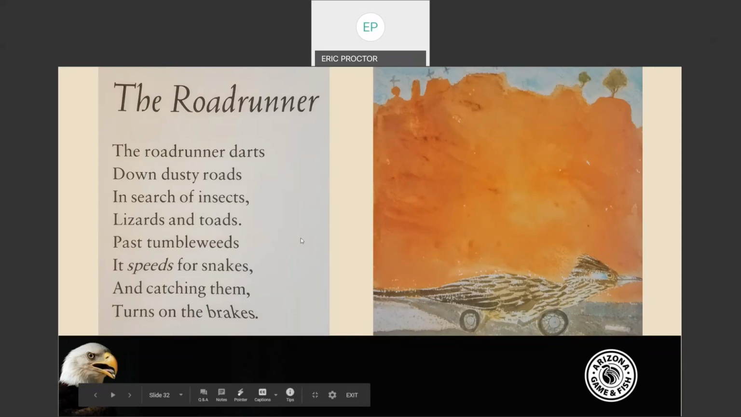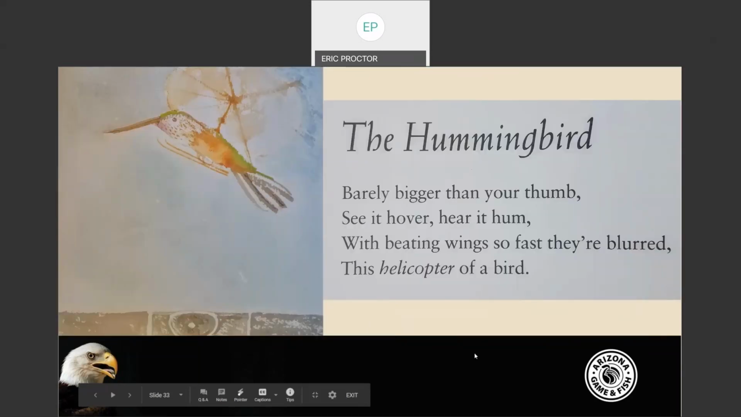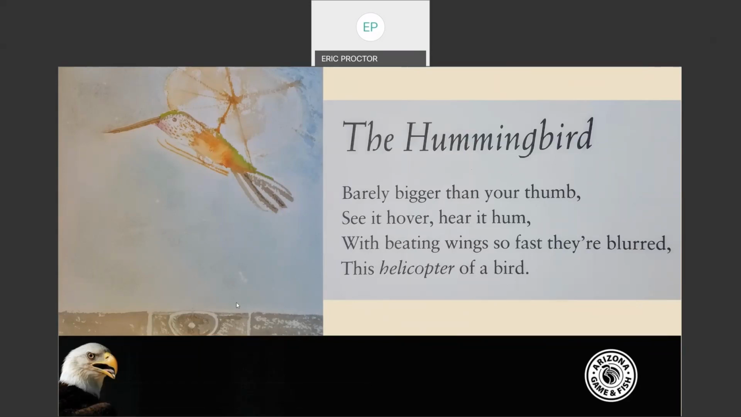Here's another one called The Hummingbird. Barely bigger than your thumb, see it hover, hear it hum. With beating wings so fast they're blurred, this helicopter of a bird, which is a nice tie-in to the biomimicry lesson we were talking about at the beginning, because the hummingbird is often a model for helicopters, having the two independent rotors that are spinning, which allows the hummingbird to hover. The same thing with the helicopter usually has the upper rotor, and then the one on the back that spins and allows the helicopter to hover.